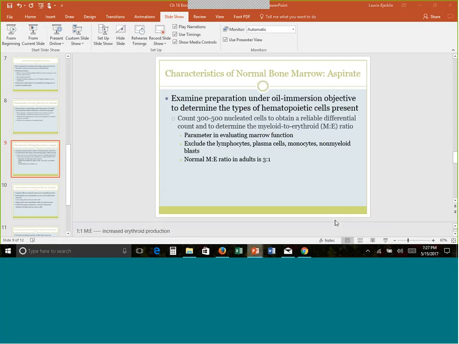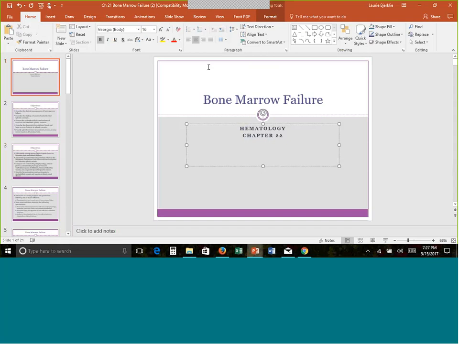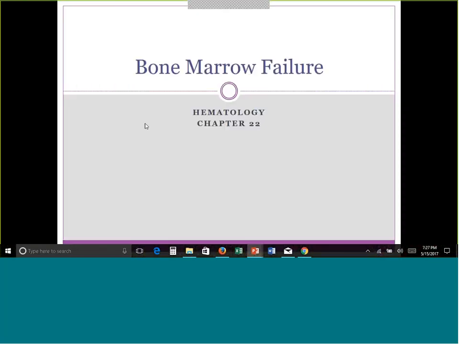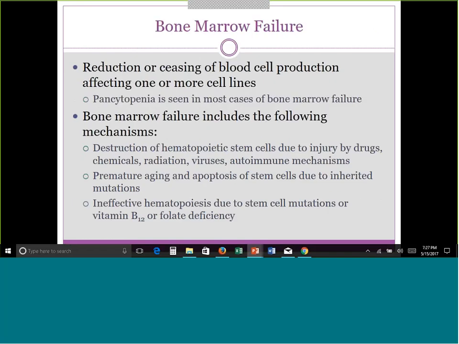Now let's jump to our last PowerPoint, which is Chapter 22, on bone marrow failure. Bone marrow failure is any time that at least one cell line in your bone marrow is not producing anymore. It doesn't mean that all cell lines have failed. That is possible, but it means at least one cell line has stopped producing its cells. Most of the time when we see bone marrow failure, we do see pancytopenia, where all 3 cell lines are low.